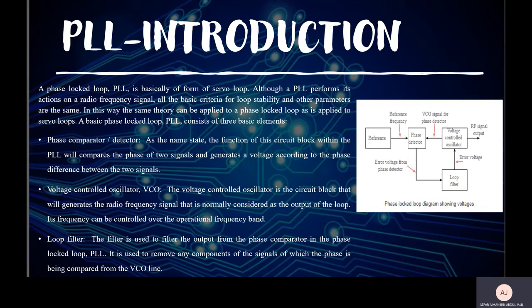For the phase comparator or detector, as the name states, the function is to make the PLL compare two signals and generate a voltage corresponding to the phase difference between the two signals. The VCO will generate the radio frequency signal that we normally consider as the output of the loop, and the frequency can be controlled over the operation frequency band. The third one is the loop filter. Its function is to filter the output from the phase comparator in the phase lock loop to remove any component or signal of which the phase is being compared to from the VCO line.